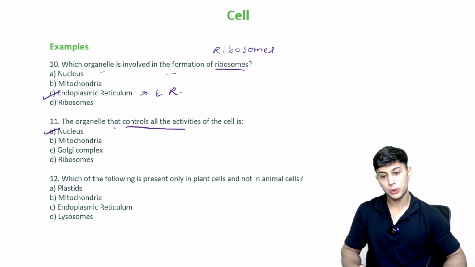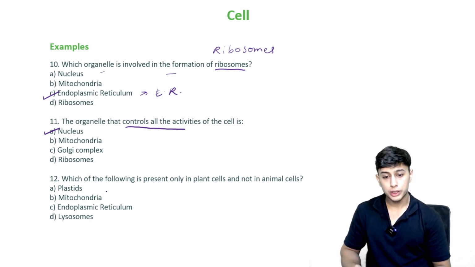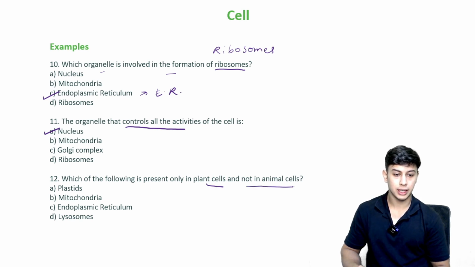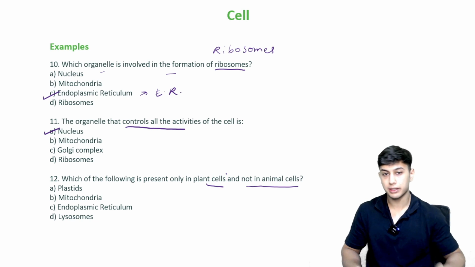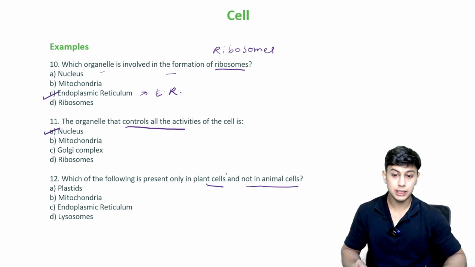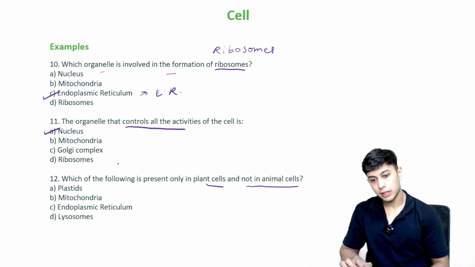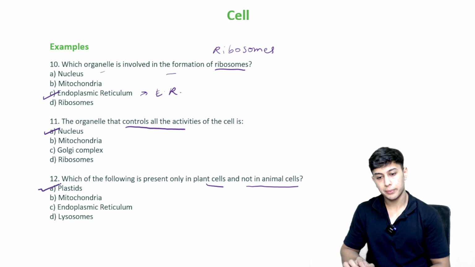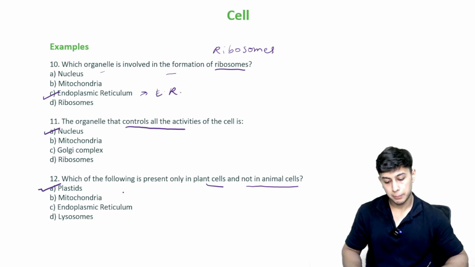Alright, so nucleus. Which of the following is present only in plant cells and not in animal cells? Alright, we studied the difference between plant and animal cell. So this thing that we are going to talk about is present only in plant cells and not in animal cells. Correct option is option A, plastids. Alright, plastids.